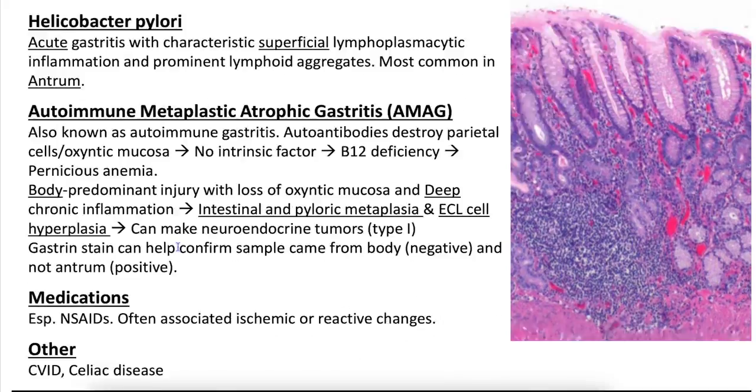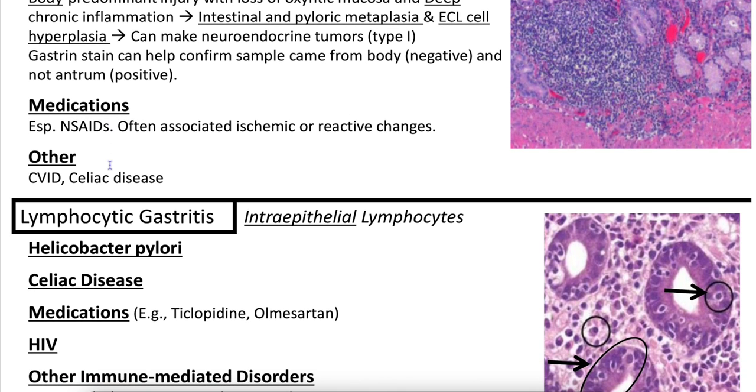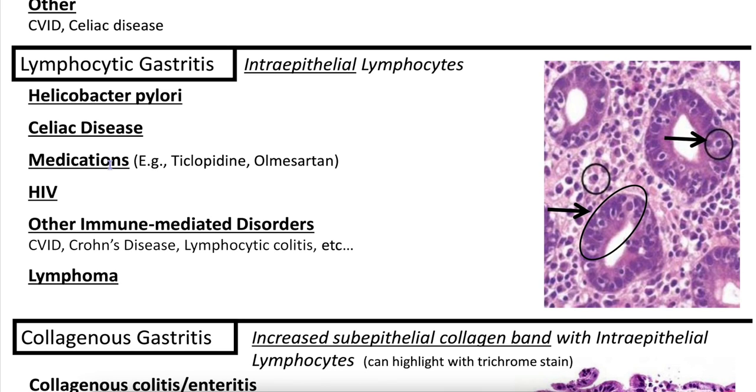You can get chronic gastritis from medications, especially NSAIDs, and other entities include CVID and celiac disease. Lymphocytic gastritis, when you have intraepithelial lymphocytes, as you can see here. You can see this in H. pylori, celiac disease, medications like ticlopidine and olmesartan, HIV, other immune-mediated disorders like CVID, Crohn's, lymphocytic colitis, and lymphoma.